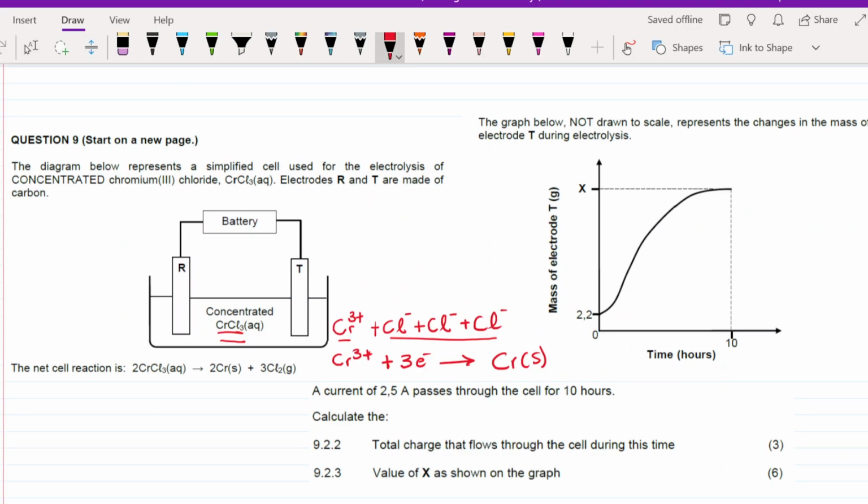So a current of 2.5 amps passes through for 10 hours. We do have the current, we do have I, and we do have delta t. They want to know what is the total charge that flows through the cell during this time. We want to find Q first. And then, what is the value of x as shown on the graph? This is x, and we know x is the mass deposited. So here we want to find the mass. So we want these two things, the charge and the mass.